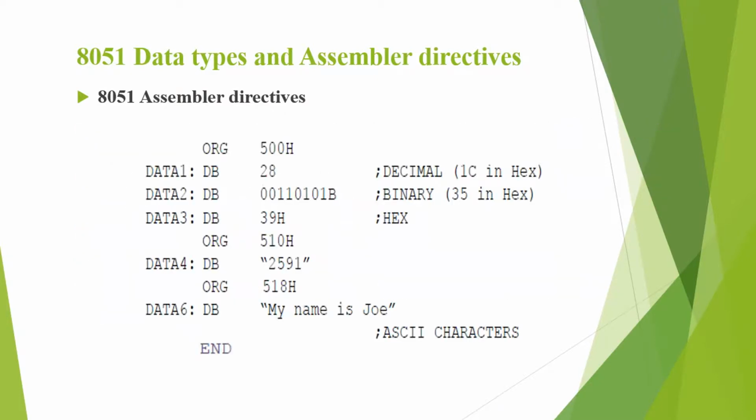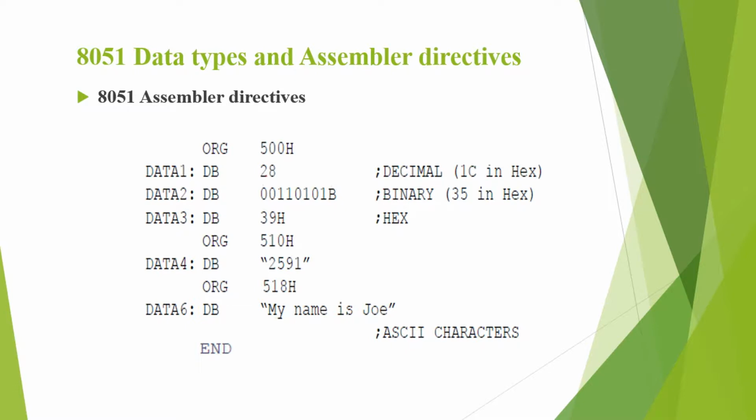Let us see an example for the assembler directives. So in this particular example, we have the first line of code ORG 500H. So ORG is the assembler directive. The number following the ORG is the beginning of the address. So 500H is the address value. And then we have the decimal value in the second line of code, 28. So it is not followed by symbol or letter D.